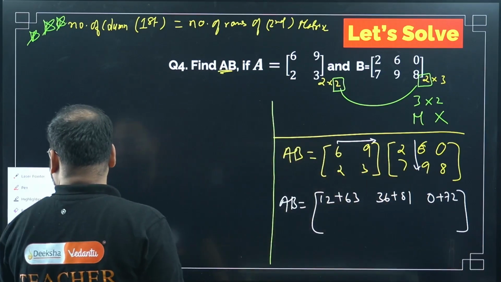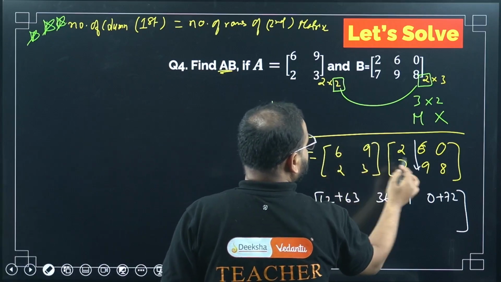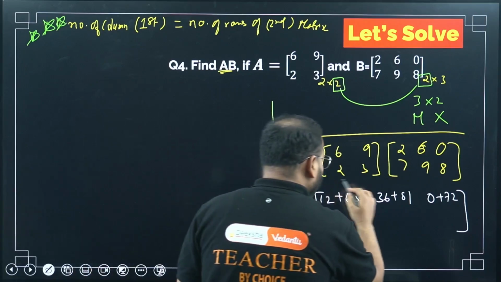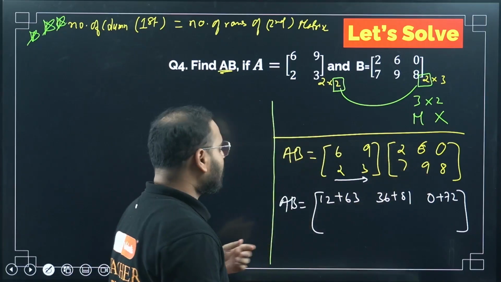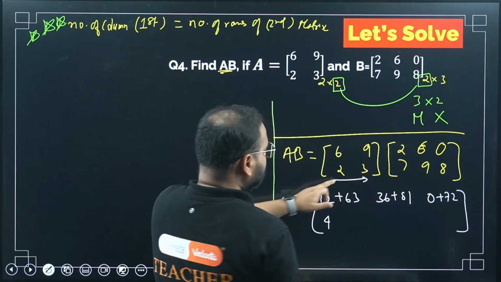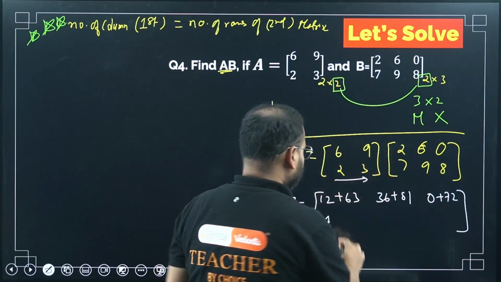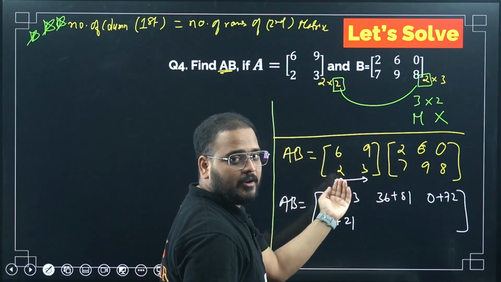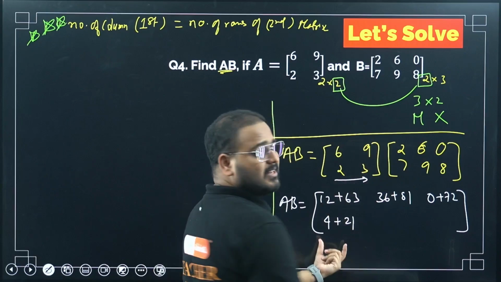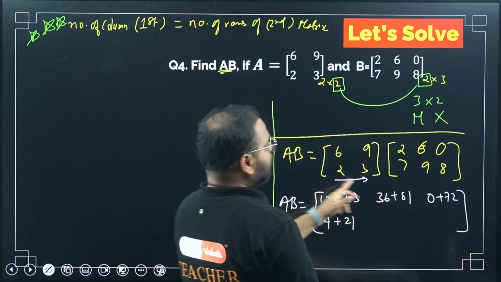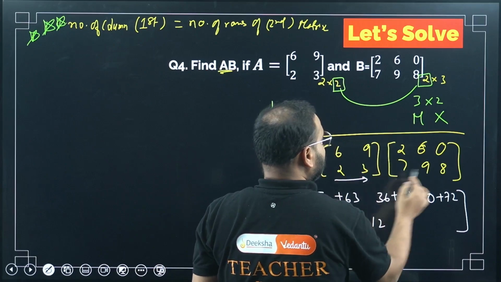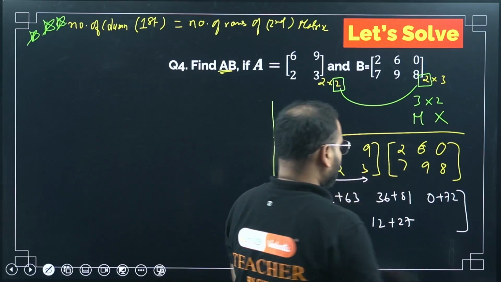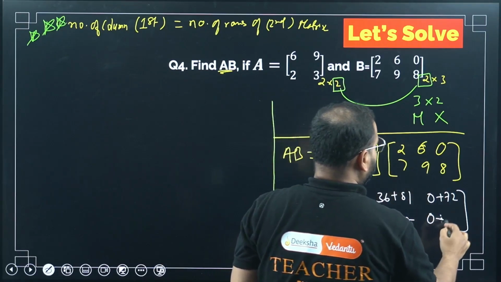Okay, let me erase this. Now I'm going to consider the second row with all three columns. Okay, so 2 with 2 will be what? Check here. This 2 with 2, so 4. This 3 with 7, 21. Please see, 2 with 2, 4, 3 with 7, 21. Again, second row with the first column. Then 2 with 6, so 12. 3 with 9, 27. Okay, what next? 2 with 0, so 0. 3 with 8, so 24.